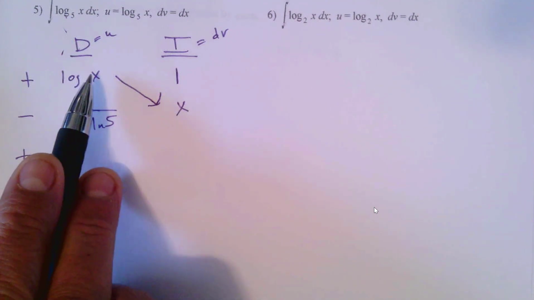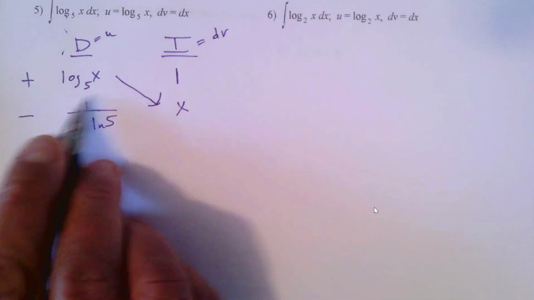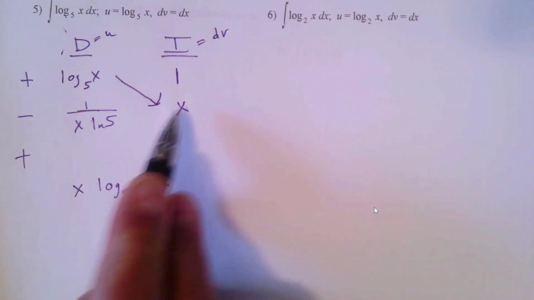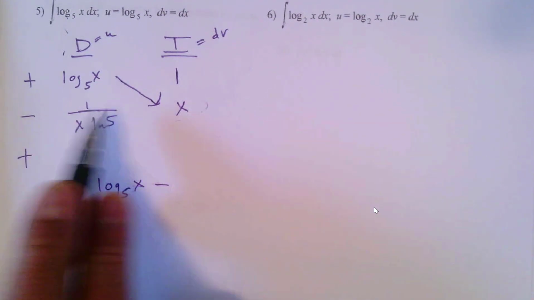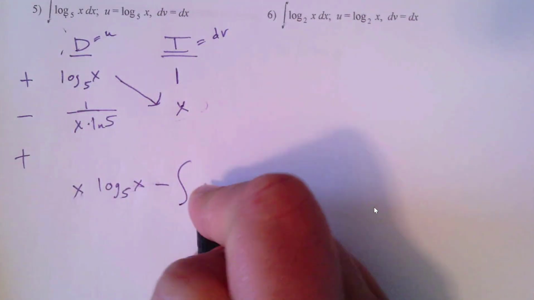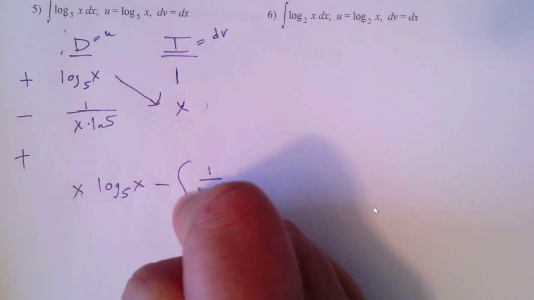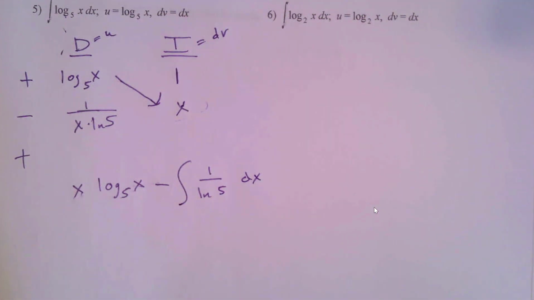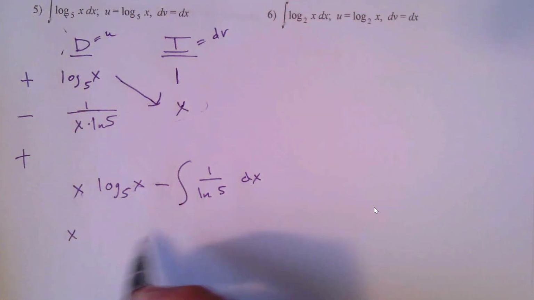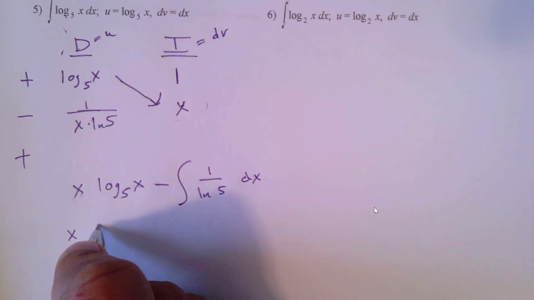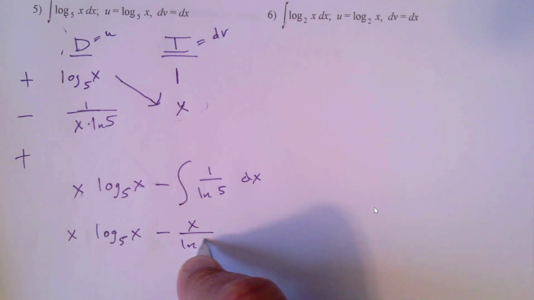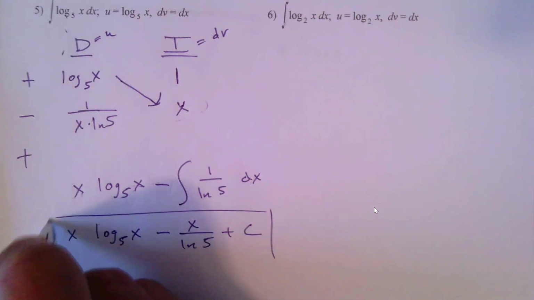So the first part of it is going to be u times v, and we're going to put the x out in front. So that's going to be x log base 5 of x. And then this part, we still have to take the integral. Notice the sign here. It says minus, and then take the product. This is going to be an integral if we're taking a row here. And then the x's would cancel out, and it would just be 1 over natural log of 5 dx. This is just a constant. So when we integrate any constant, it's just going to be the constant times x. So we have x log base 5 of x, minus x over natural log of 5 plus c. And there is our final answer.